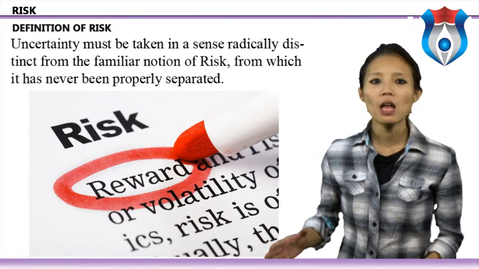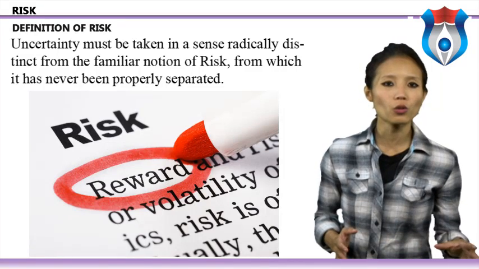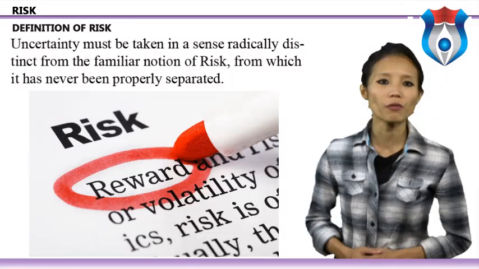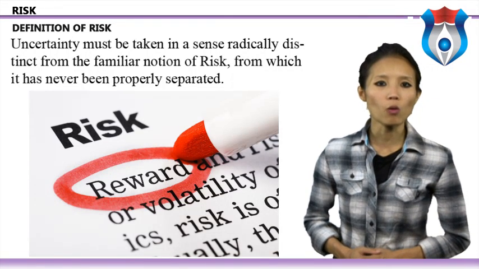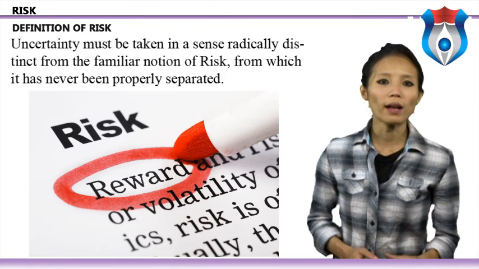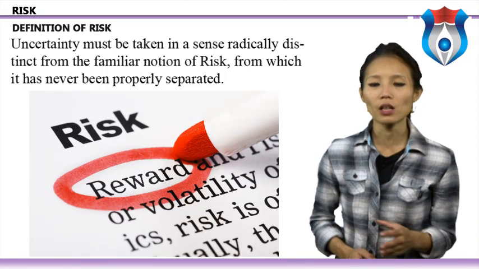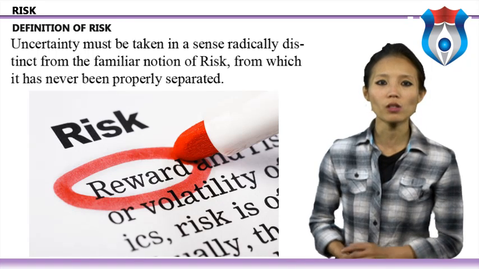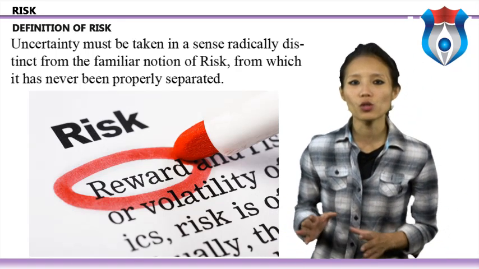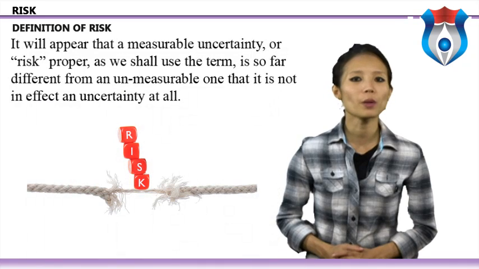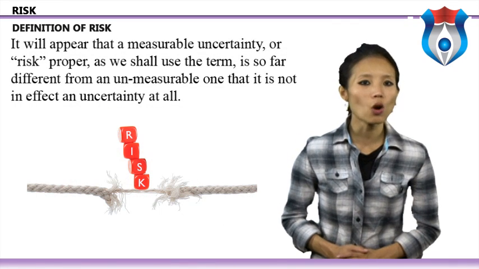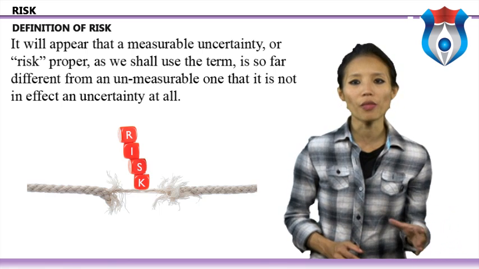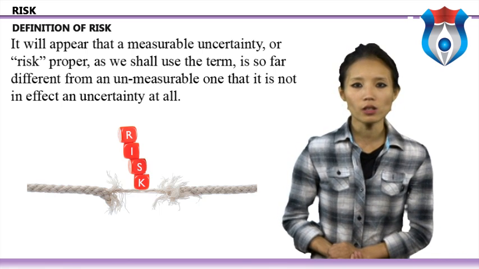Uncertainty must be taken in a sense radically distinct from the familiar notion of risk, from which it has never been properly separated. The essential fact is that risk means, in some cases, a quantity susceptible of measurement, while at other times it is something distinctly not of this character. And there are far-reaching and crucial differences in the bearings of the phenomena, depending on which of the two is really present and operating. It will appear that a measurable uncertainty or risk proper, as we shall use the term, is so far different from an unmeasurable one that it is not, in effect, an uncertainty at all.